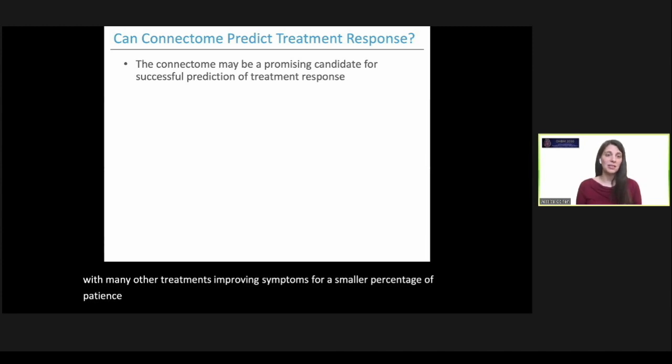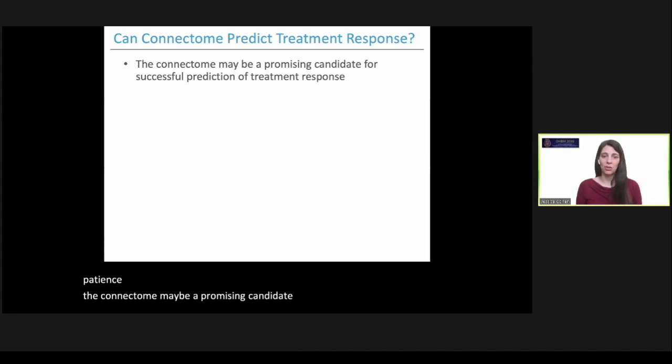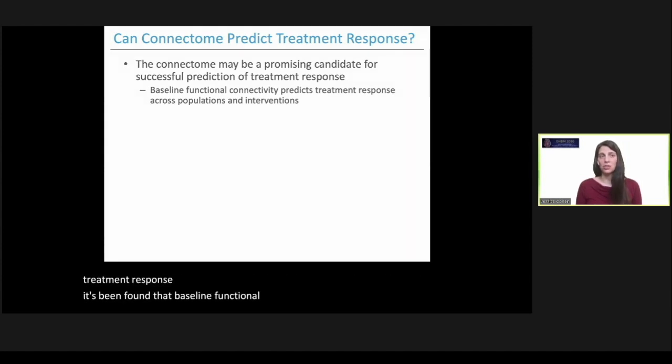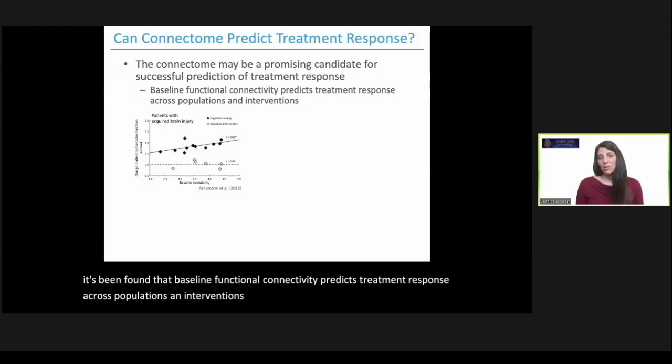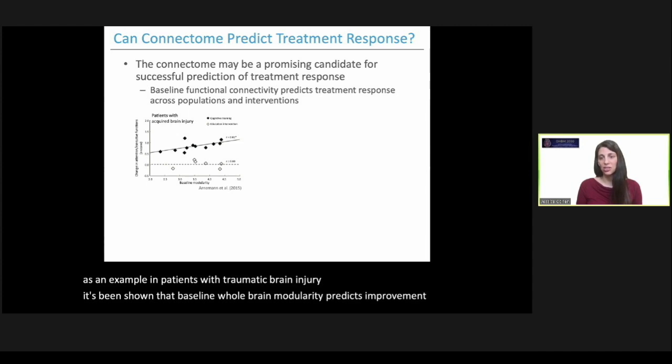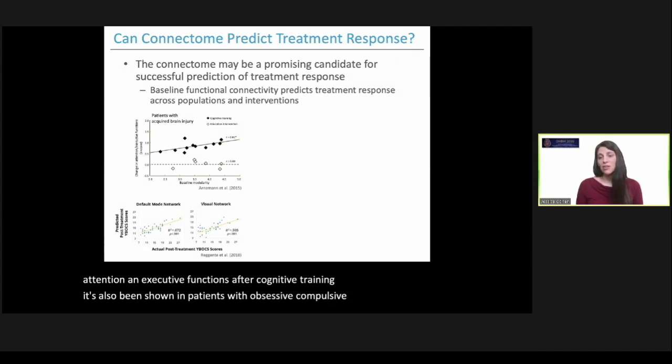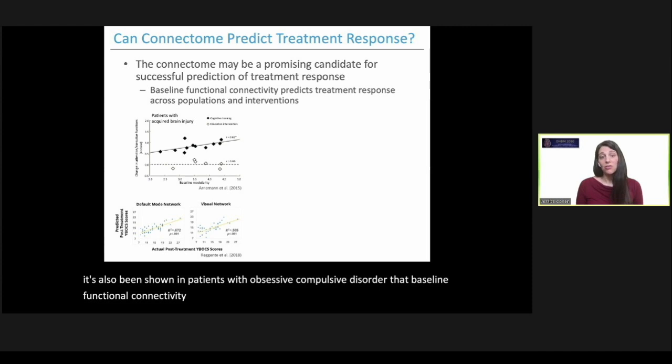The connectome may be a promising candidate for successful prediction of treatment response. It's been found that baseline functional connectivity predicts treatment response across populations and interventions. As an example, in patients with traumatic brain injury, it's been shown that baseline whole brain modularity predicts improvement in attention and executive functions after cognitive training. It's also been shown in patients with obsessive compulsive disorder that baseline functional connectivity patterns within the default mode network and the visual network predict reduction of OCD symptoms after treatment with cognitive behavioral therapy.